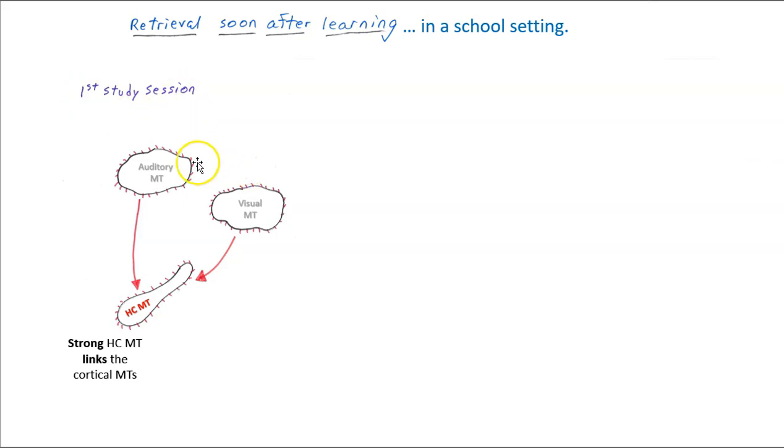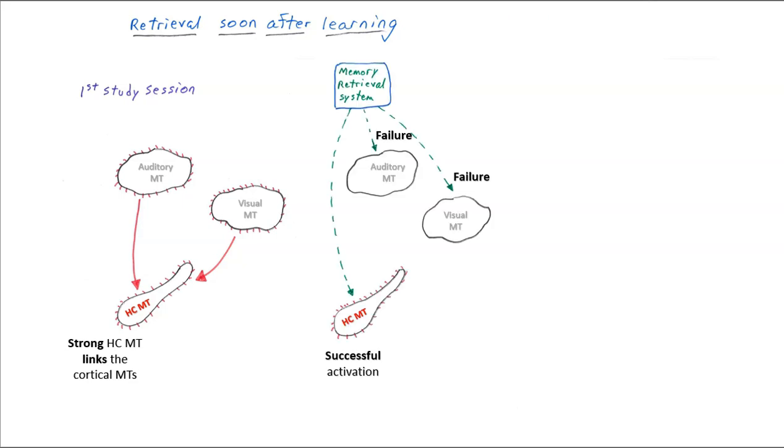So first study session, we're hearing things and we're seeing things, and that information converges in the hippocampus. We make a strong hippocampal memory trace that's linking what we heard and what we saw. And now, right after our study session, we try to retrieve it. Now, scientists think that the cortical retrieval systems are going to fail at retrieving the cortical memory traces directly because these are weak memory traces. However, the retrieval system will attempt to activate any related hippocampal memory traces. And remember, that one was strong.